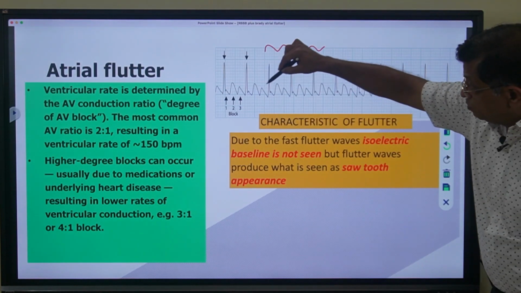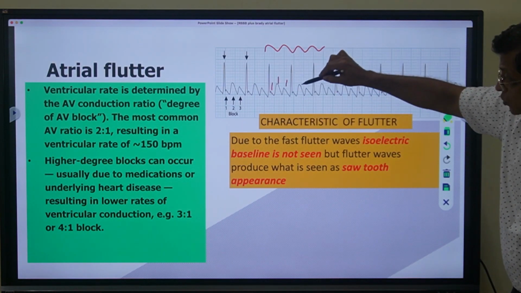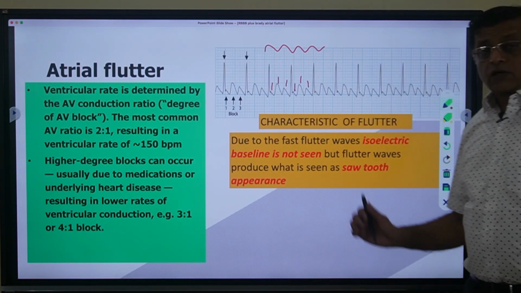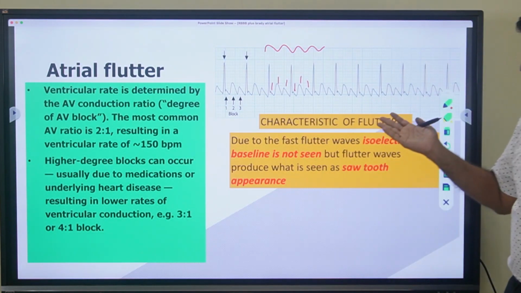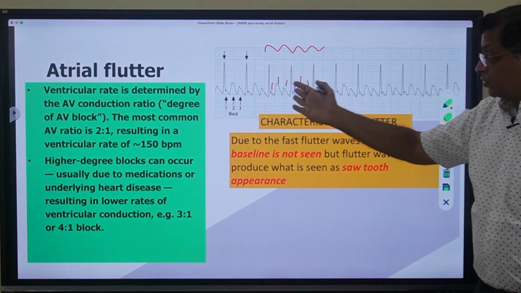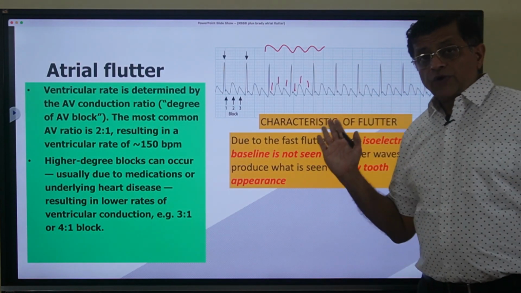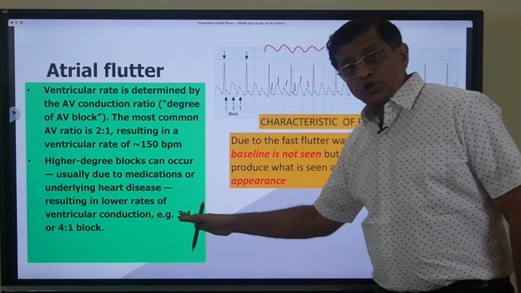So you can see these P waves: one P wave, second P wave, third P wave, then QRS complex. Again P wave, P wave, P wave. These are not normal P waves but the flutter waves. So after every third flutter wave you get a QRS complex. So the AV conduction is 3:1.